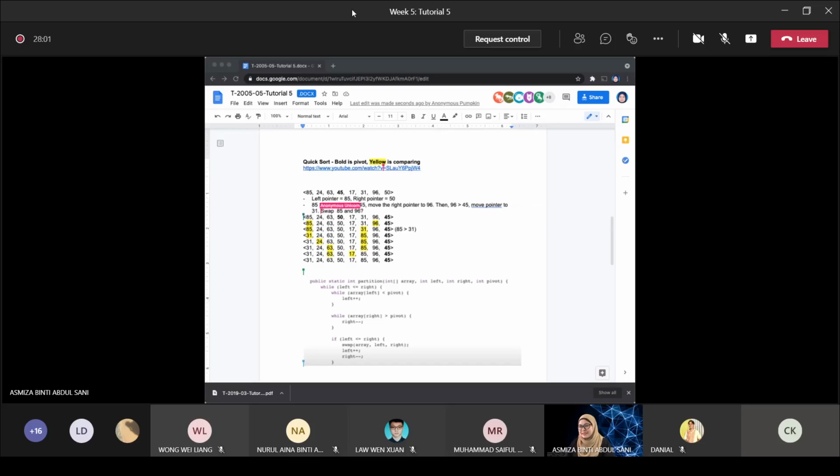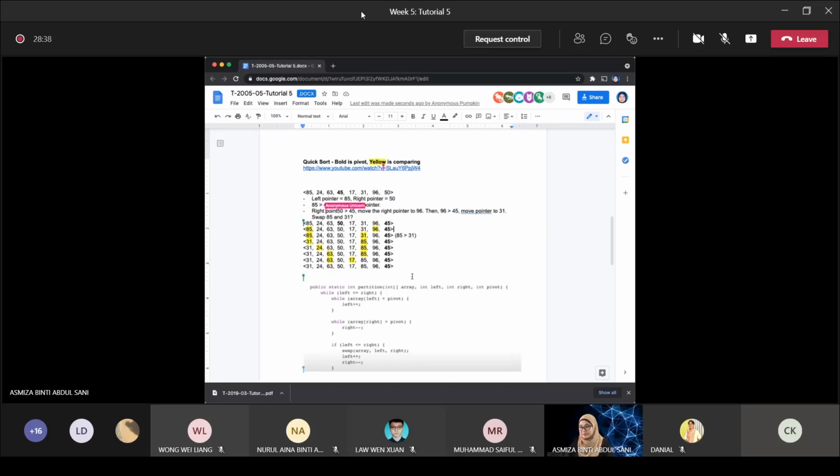So left pointer 85, right pointer is 50. No, right pointer is 96 now. Right pointer is at 96, I mean for the second line. So once you swap left pointer, right pointer, after you swap, 85 is more than 45, stop the left pointer. Yeah, you don't do anything unless it is less.